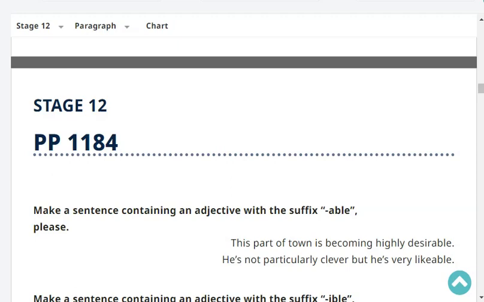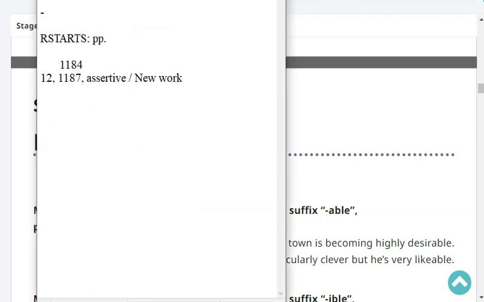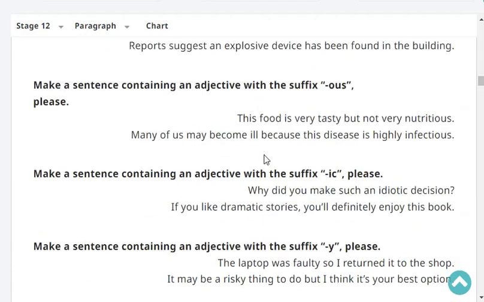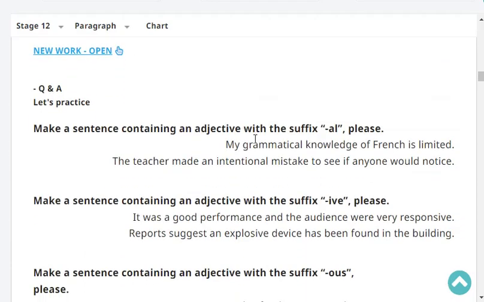Paragraph page 1187. Okay, and the last head word was "assertive", a new word type of lesson. Okay, so let's start with revision. Ready? Here we go.